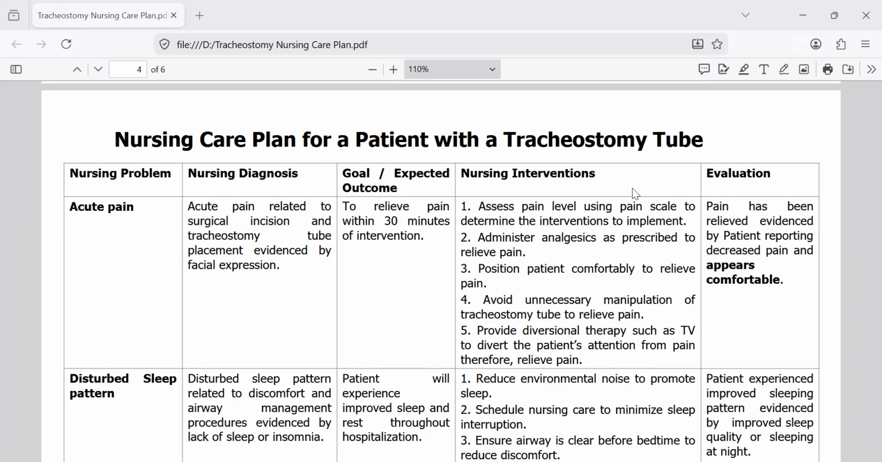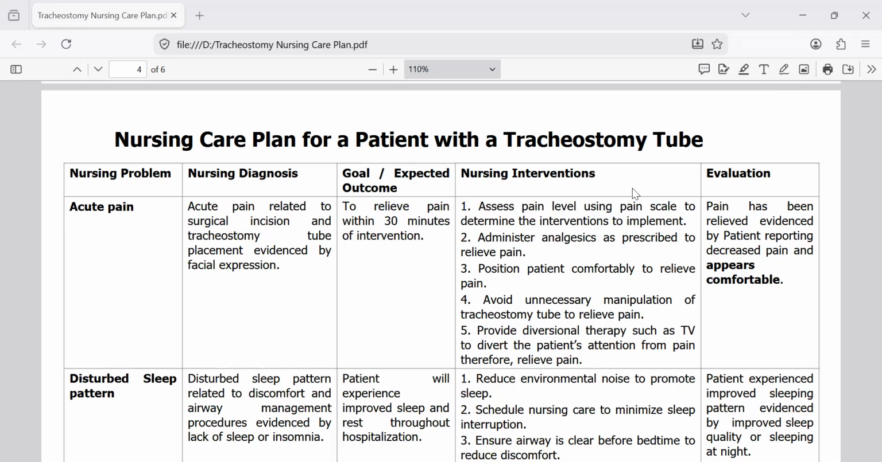You find that in our patient here, because of the stoma, because of the surgical incision that has been performed on the neck, there will be pain. So our nursing diagnosis is acute pain related to surgical incision and tracheostomy tube placement.